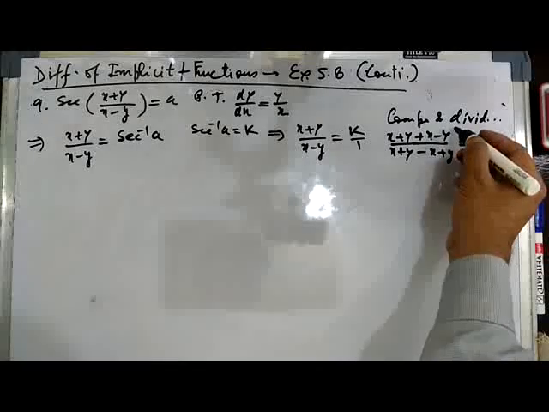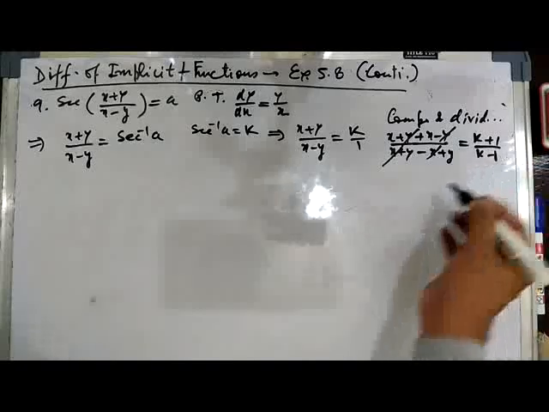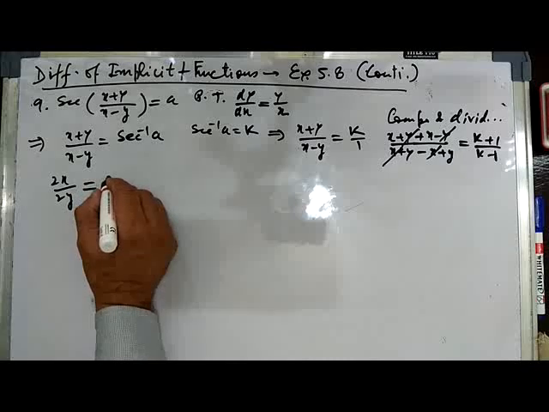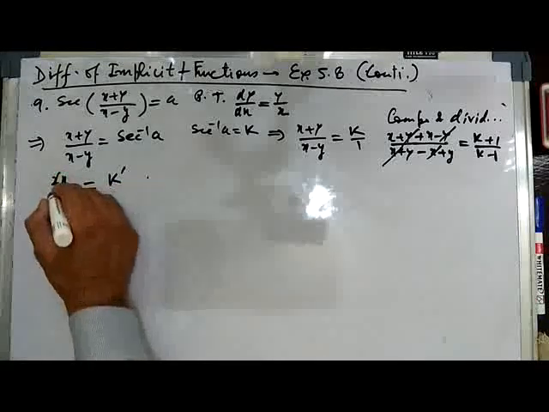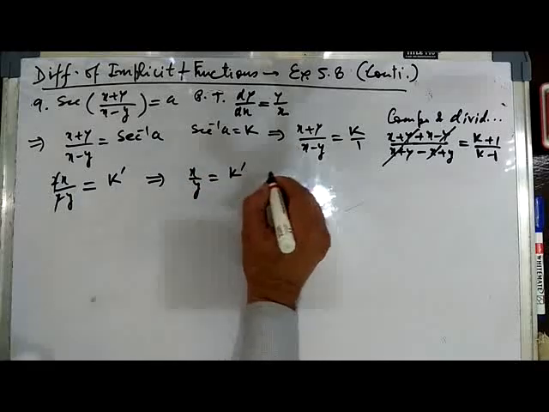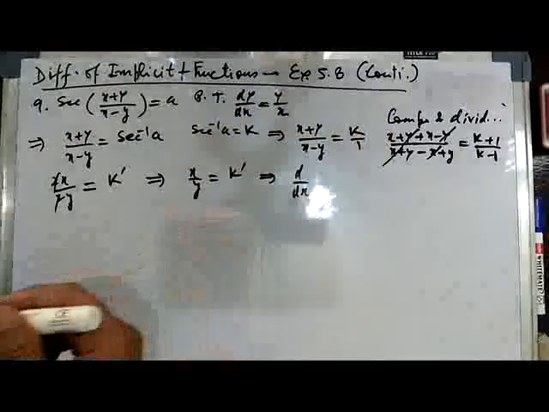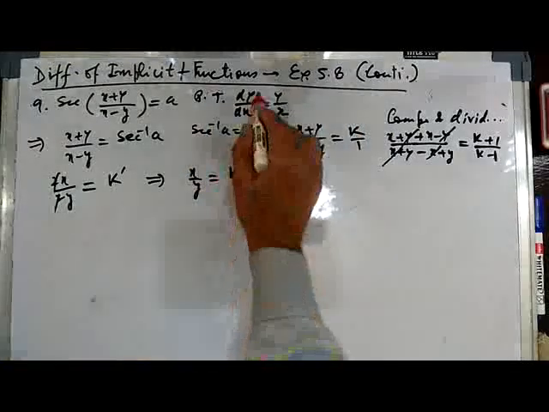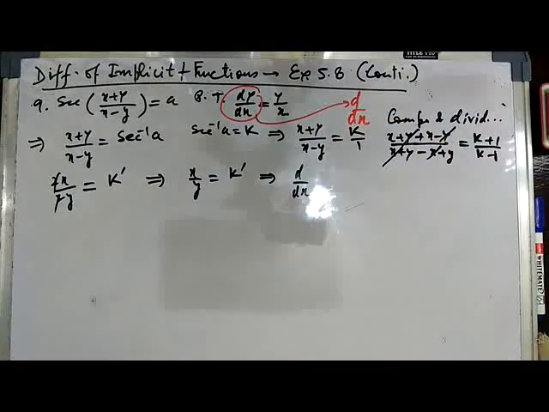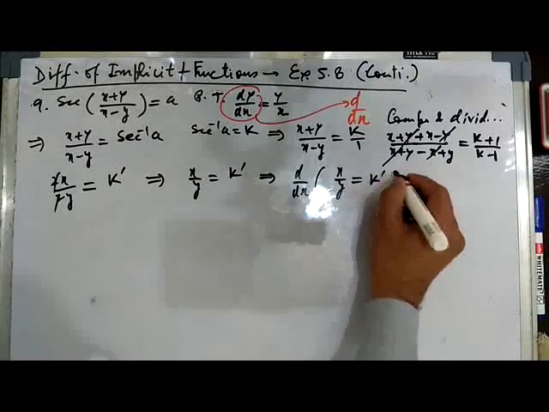So here you see this y is cancelled and here x is cancelled, and once again (k plus 1) upon (k minus 1) is a constant. So it is 2x upon 2y equals, suppose, a constant k dash. 2 gets cancelled. So it is x upon y equals k dash. Now we can differentiate with respect to x because we need dy/dx. That means to find dy/dx, we need to apply the differential operator d/dx. So we apply d/dx over this quotient, x upon y equals k dash.